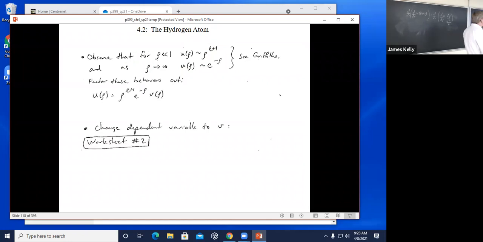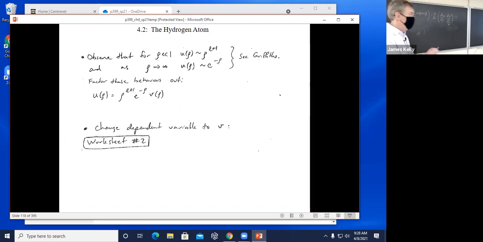And that kind of motivates, well, let's change things again, not the independent variable, but this time the dependent variable, u. I'm going to say our u, which is a solution, let's factor out a rho to the L plus 1 times an e to the minus rho, and write whatever's left after factoring those out as v of rho. And we're going to change the dependent variable to v. In other words, I got a differential equation for u. I now want to convert that into a differential equation for v. Now, this one's pretty easy to think about how to do, although it's a little bit more of a mess. So I decided let's do this one together.